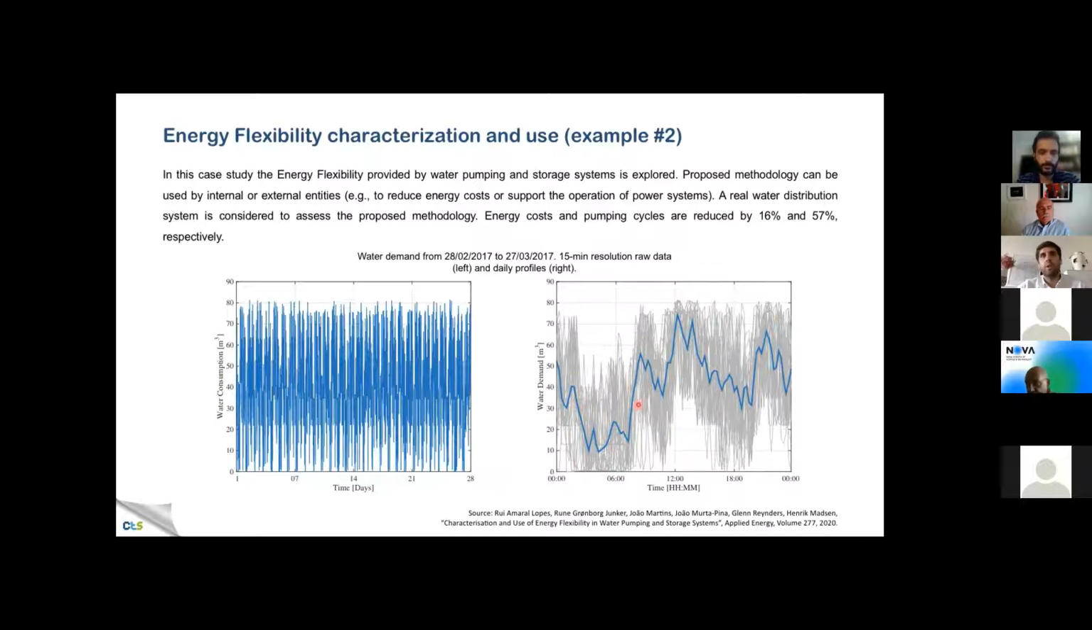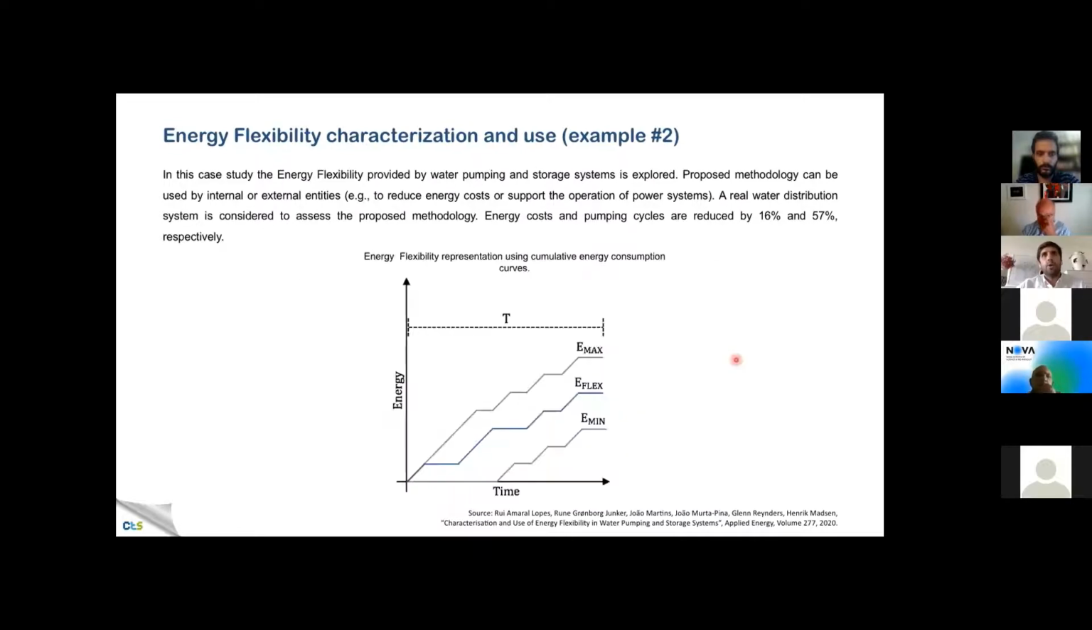You can see, as this blue curve, the average water profile. During the night, demand is lower, of course, and then it increases throughout the day. So this flexibility characterization we proposed is based on energy cumulative consumption curves.